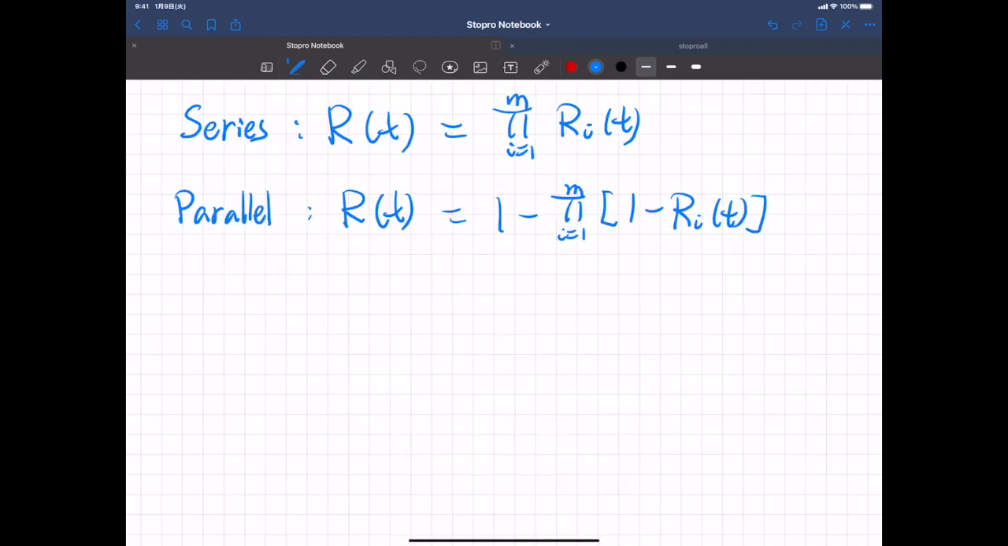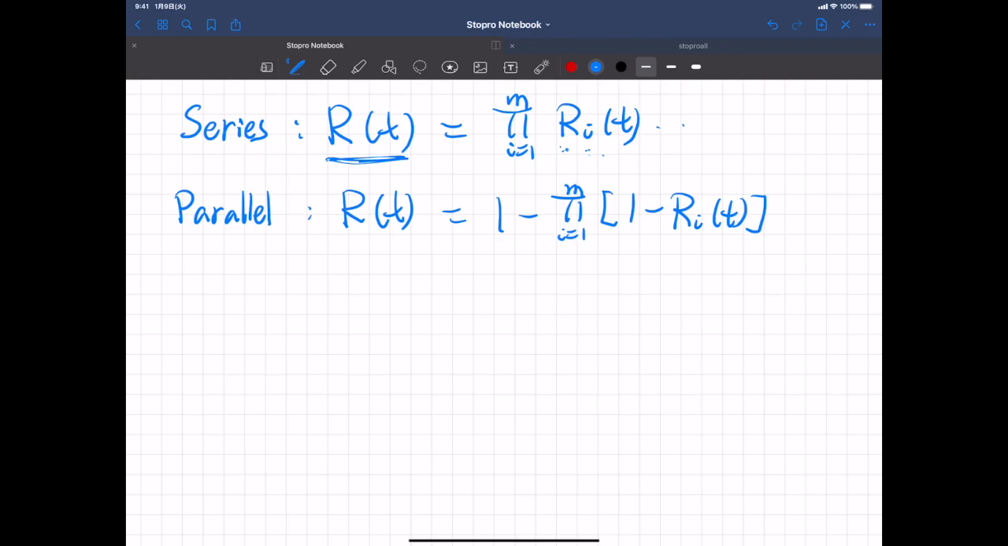So let's compare what we have learned so far. The reliability function for the series system becomes like this. It is the product of the reliability function of each component. Okay, so this means if one of the components fails, then one of these Ri's should be 0. If at least one of them is 0, then the entire reliability becomes 0.